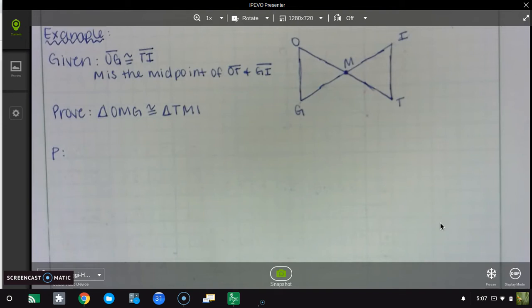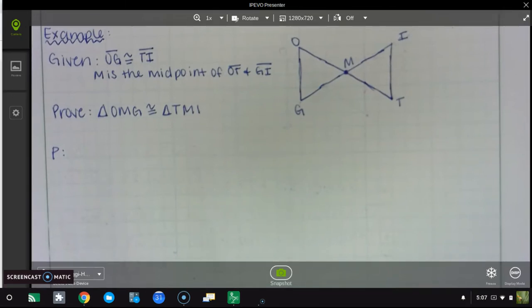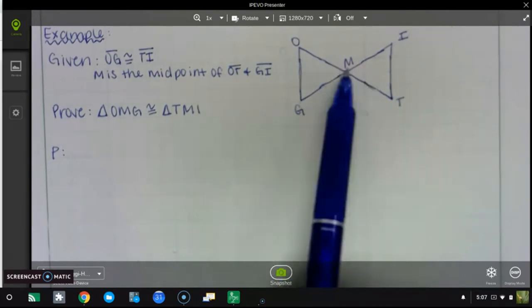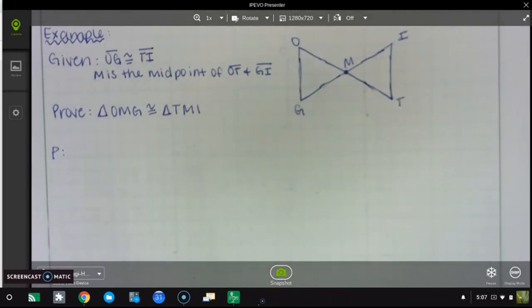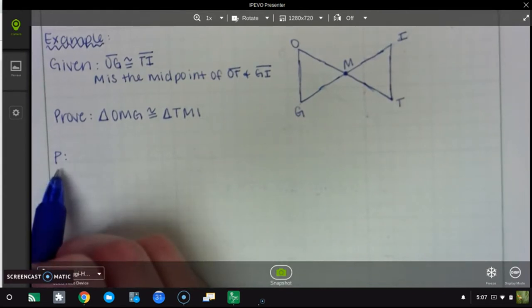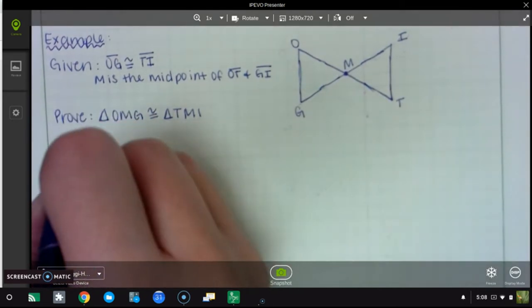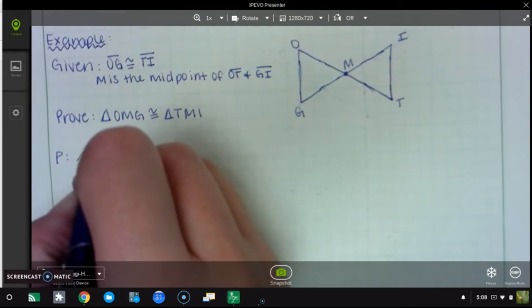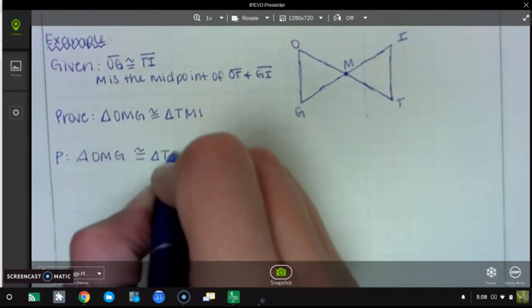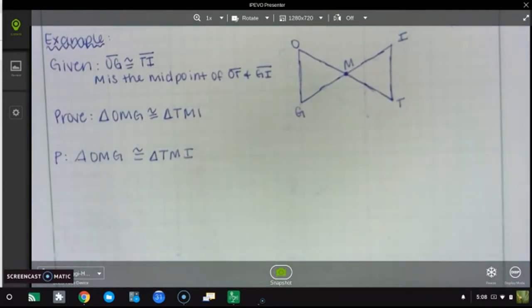Okay, ladies and gentlemen, we're now going to do an example proving that triangle OMG is congruent to triangle TMI. So let's get started. We're going to use point evidence analysis. So I already have my P of my PEA. What do I put in for my P? I put in my prove, what I'm trying to prove. So I put triangle OMG is congruent to triangle TMI. That's what I'm trying to prove.